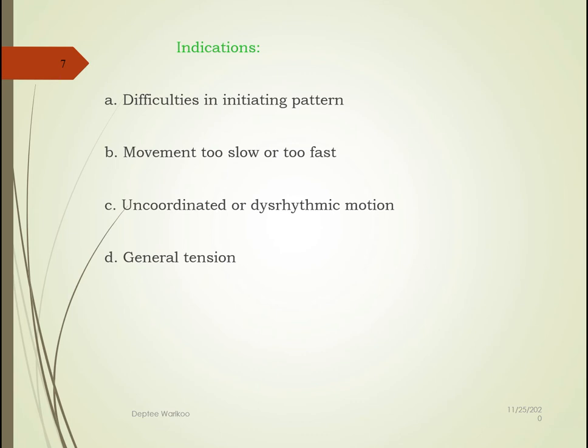If there are difficulties in initiating a pattern, if the patient's movement pattern is too slow or too fast, if the movement is uncoordinated or dysrhythmic, or if the patient is in general tension, then to provide relaxation patterns, we could use it. Next is reversal of agonists.